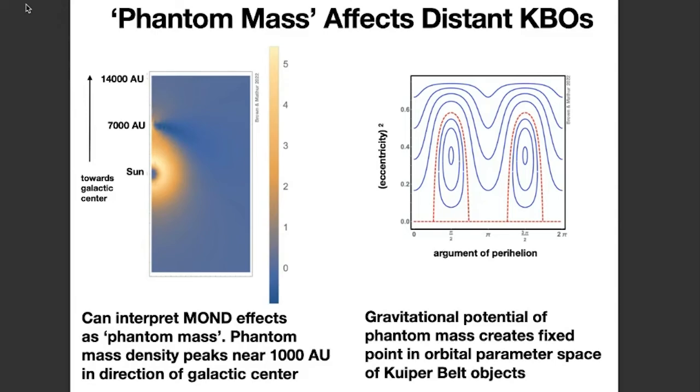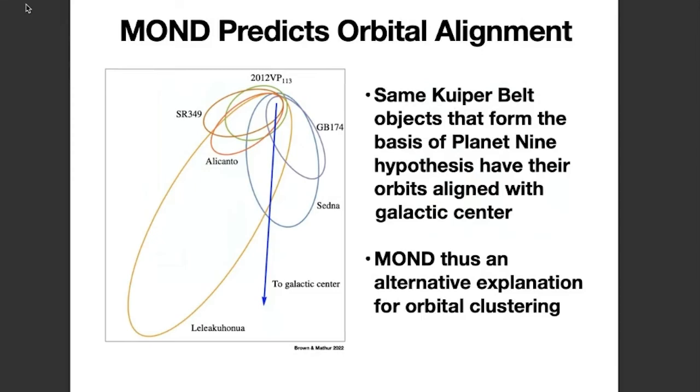Additionally, in the orbital phase space of the Kuiper Belt objects, MOND predicts a fixed point in the evolution of the orbit of certain Kuiper Belt objects that would essentially draw objects into this region of parameter space. So MOND predicts that Kuiper Belt objects should be living in this fixed point. And physically, it has to do with the direction of the galactic center. This is a special direction within MOND. So there should be a preference for orientation towards the galactic center of certain Kuiper Belt objects.